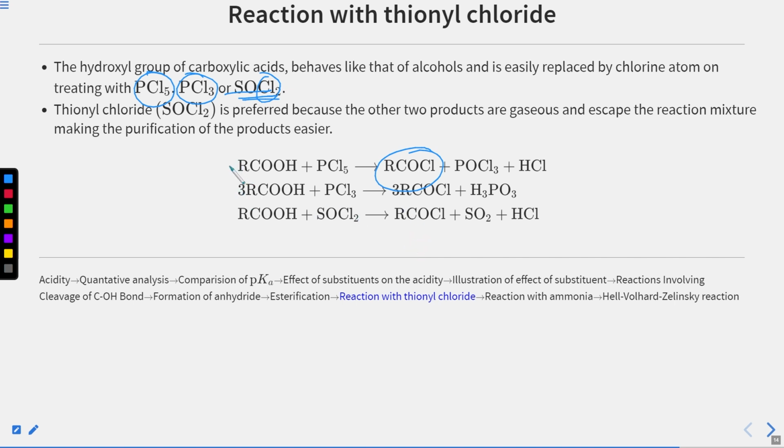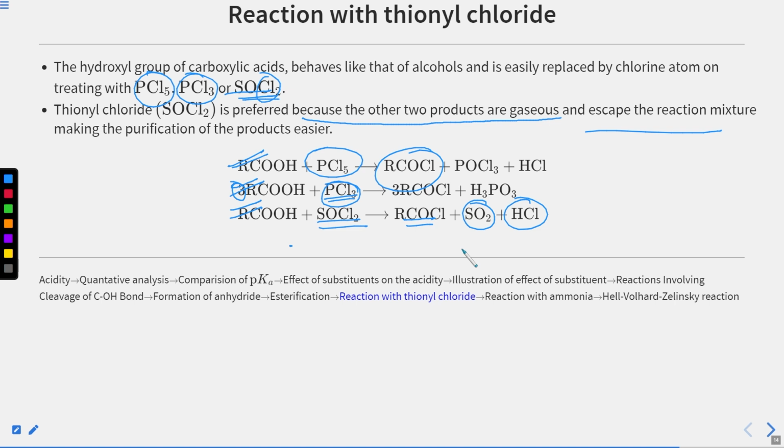Here we are treating your carboxylic acid with different chloride donors. You can see here that for PCl3 we are using 3 moles of your RCOOH. This should be noted. Then for SOCl2 we have 1 mole of the RCOOH. Now thionyl chloride is preferred because the other two products are gaseous and escape the reaction mixture. You must have heard this sentence earlier where you saw the preparation of alkyl chloride, where we use the alcohol with thionyl chloride. There also the other two substances were gases, SO2 and HCl. Here also SO2 and HCl evaporate and we do not need to further purify to get our final product, the acyl chloride.